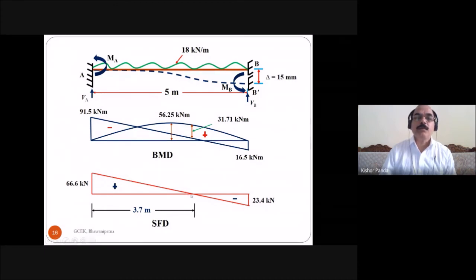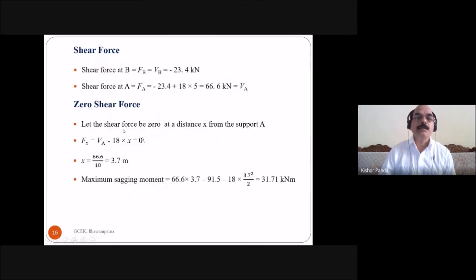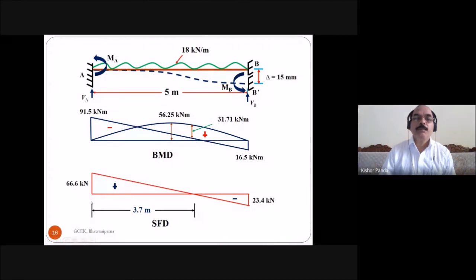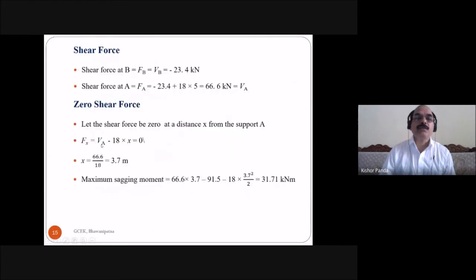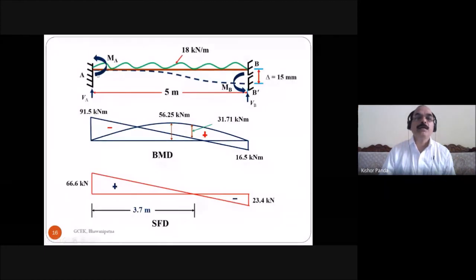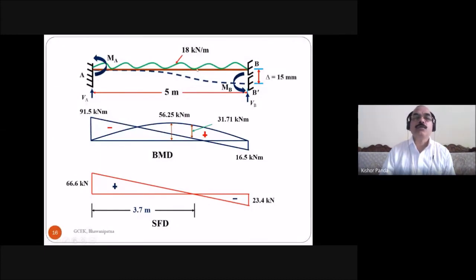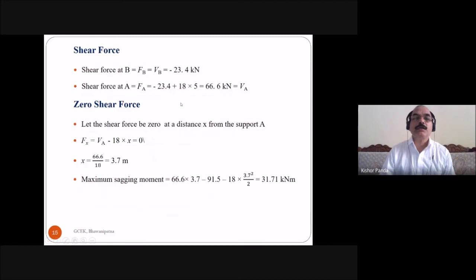Here you have to find out the zero shear force position, because at the zero shear force position you will get the maximum bending moment. So let the shear force be 0 at a distance x from support A. Fx is equal to VA minus 18 into x, where this is the upward force and this is the UDL. VA minus 18 into x.